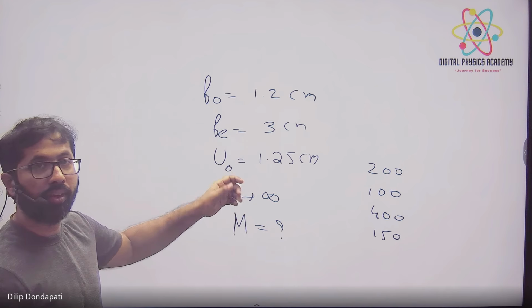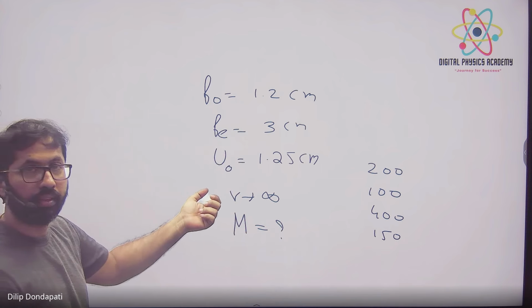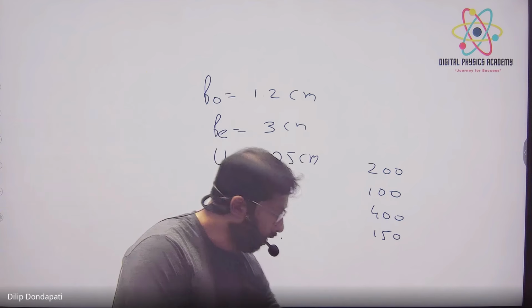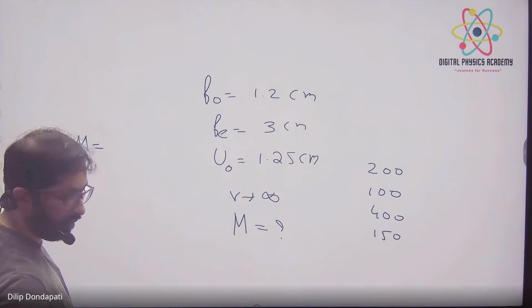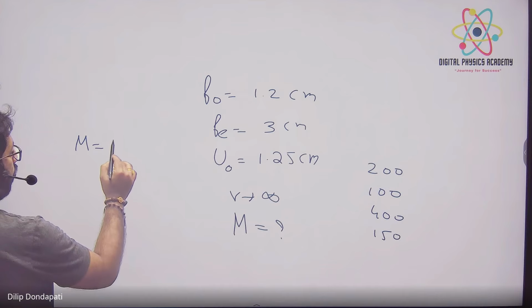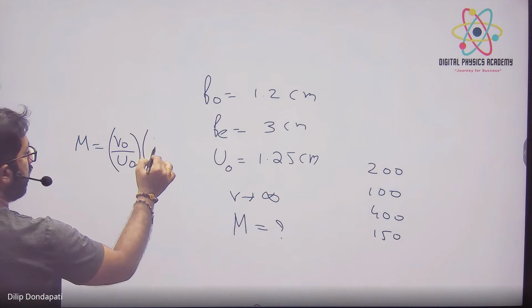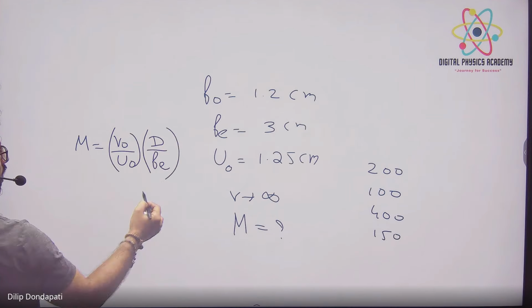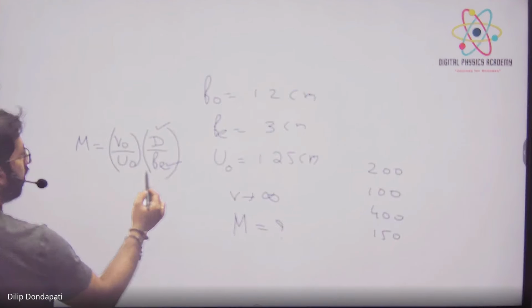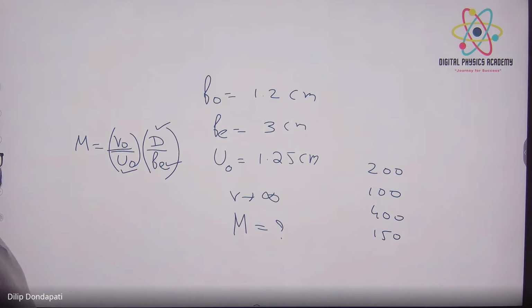By using the lens formula we have to find VO, then substitute in the formula. But can I get MO directly? How will MO come directly? I have F naught and U naught, so M is equal to F by F plus U. What is the formula? VO by UO into D by FE, right? D value is known, FE is known, but VO we need to find.